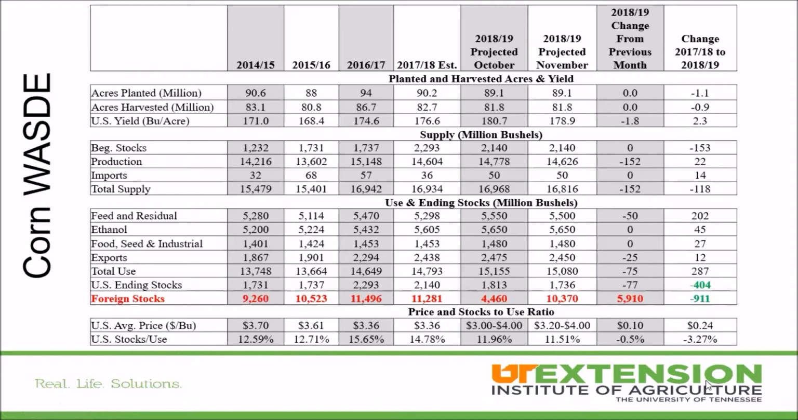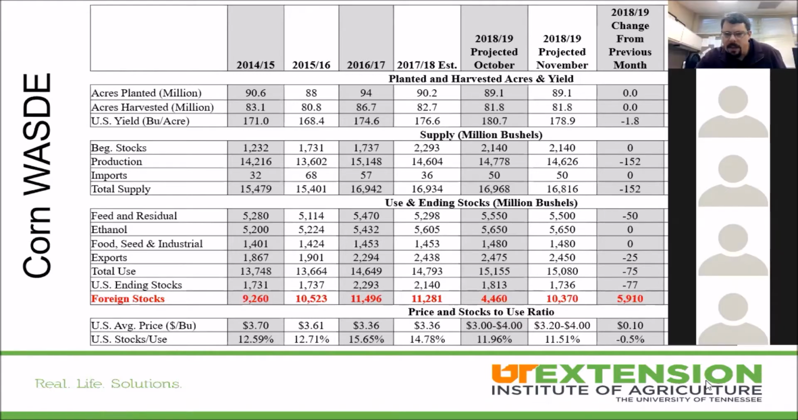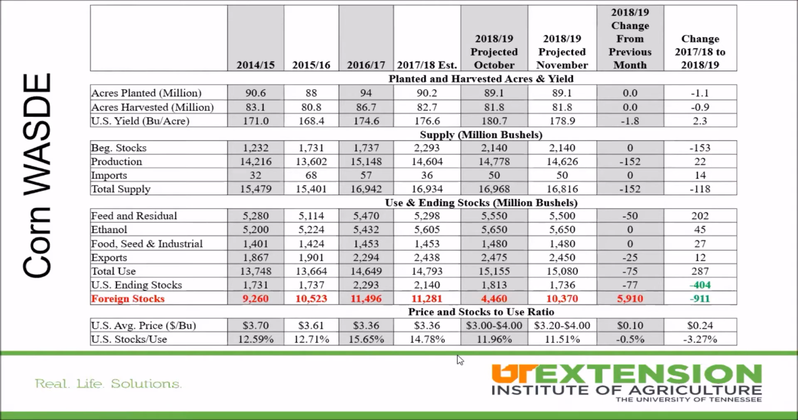So you can see in 2014, 2015, we've seen these jumps. A lot of these revisions were historical. Back in October, they were projecting foreign stocks at 4.4 billion, whereas now they're projecting them at 10.37. The reason for that is there was some additional information released out of China, and pretty much all of that 5.9 billion bushels was stock estimates they made in China.